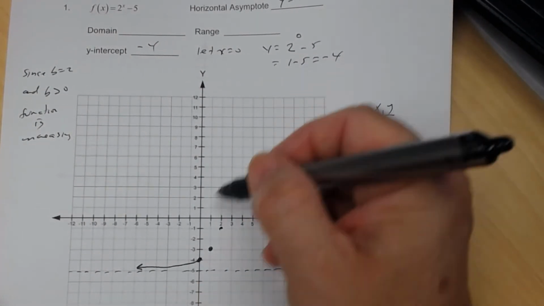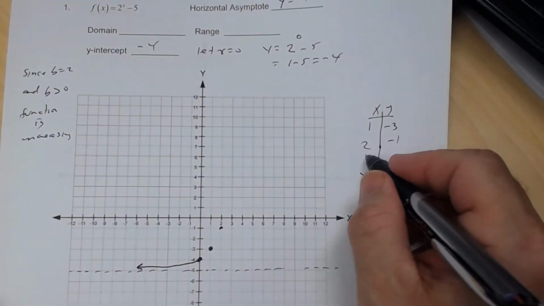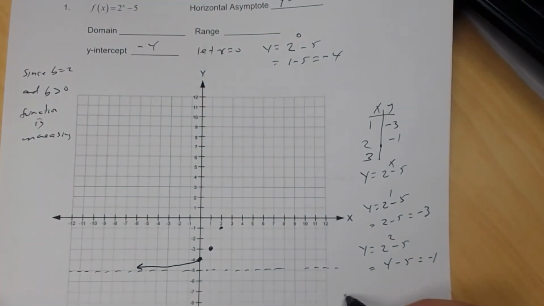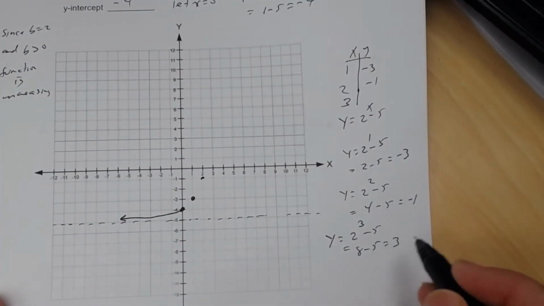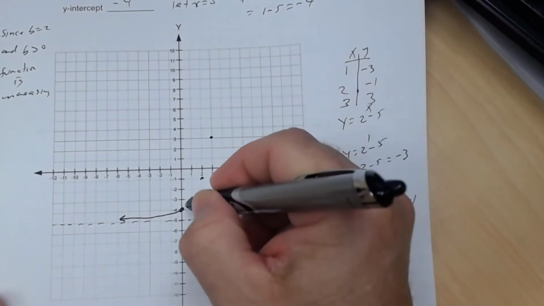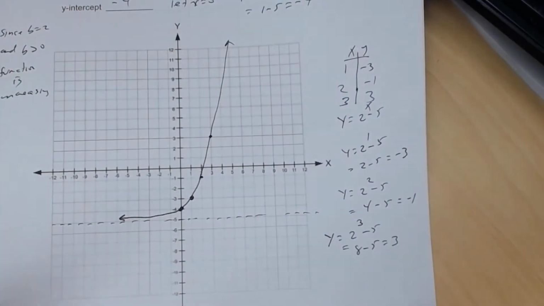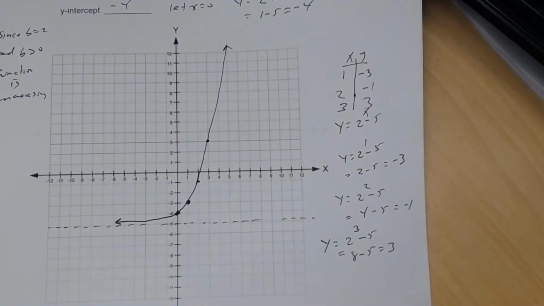Just make sure it looks like it's rising rapidly. So if you want to, you can go ahead and do another point. Let's say x equals 3. So if x equals 3, I get y equals 2 to the third power minus 5. 2 to the third is 8. 8 minus 5 is 3. So 3 is here. So I get something that looks like this. All right. So there's the graph of this exponential function.